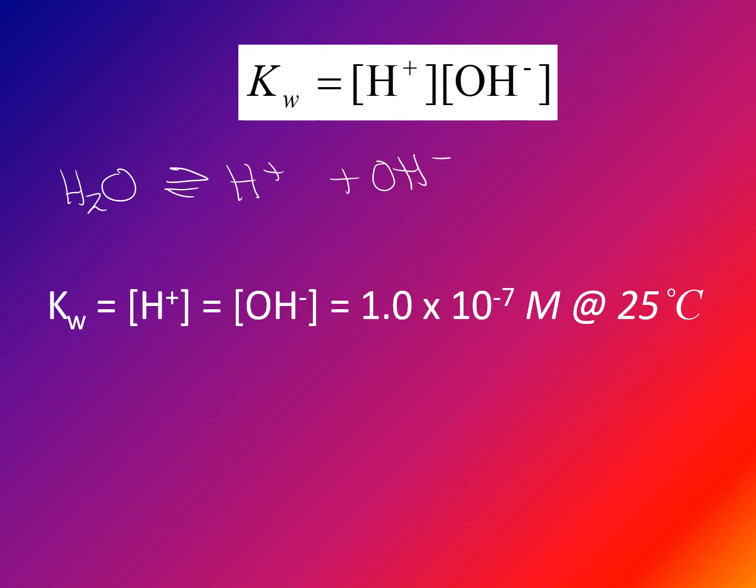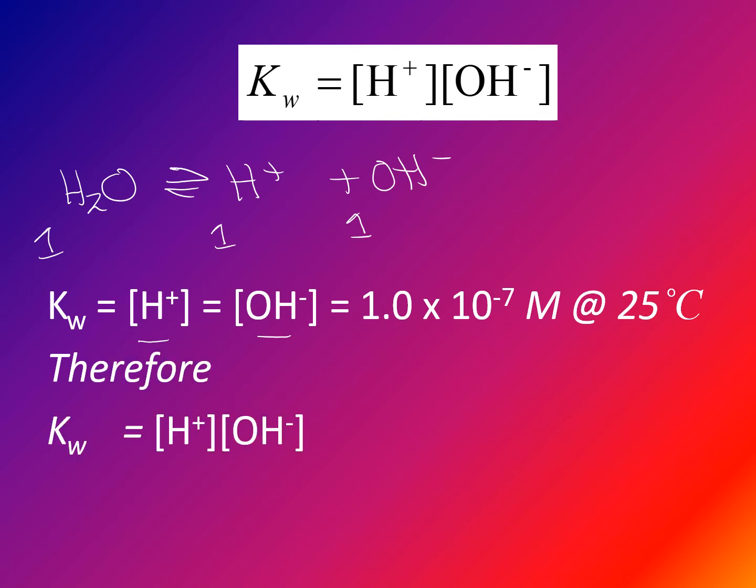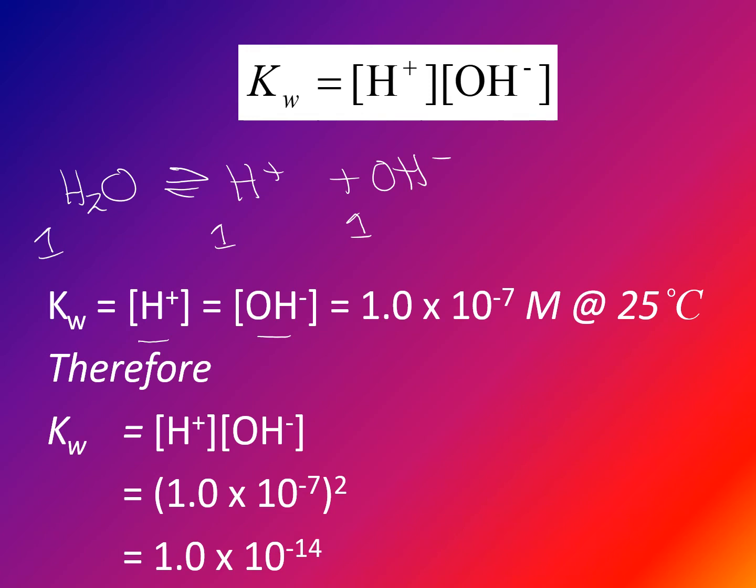And it's a one-to-one relationship. So if you have 1 mole of water, you're going to get 1 mole of hydrogen and 1 mole of hydroxide. So the hydrogen and the hydroxide are always the same. And when measured at 25 degrees Celsius, each has a value of 1 times 10 to the minus 7th molar. So if you multiply those two numbers together, you get Kw to equal 1 times 10 to the minus 14.